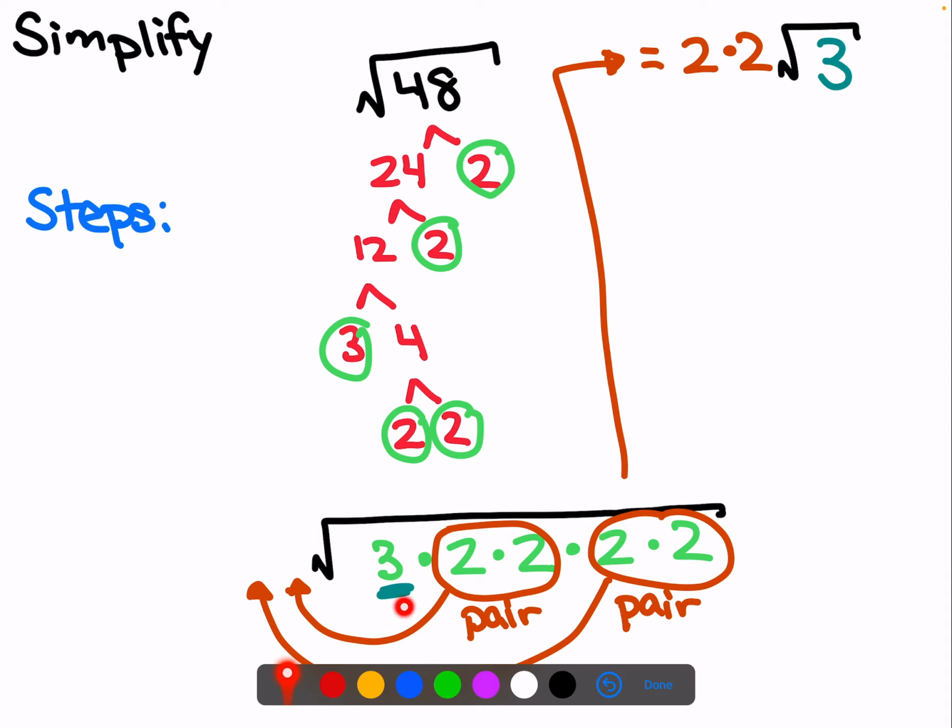From this point, we just simplify. This is, again, all multiplication. So 2 times 2 would give us 4. So our final answer is 4 radical 3.